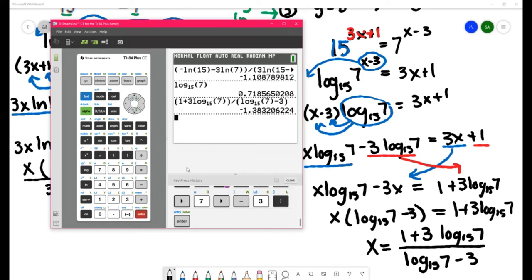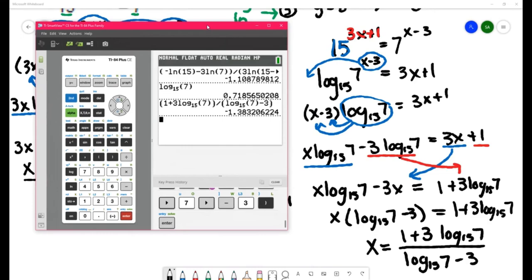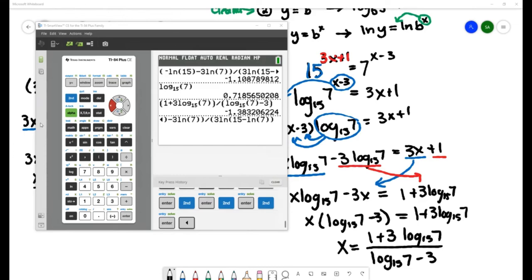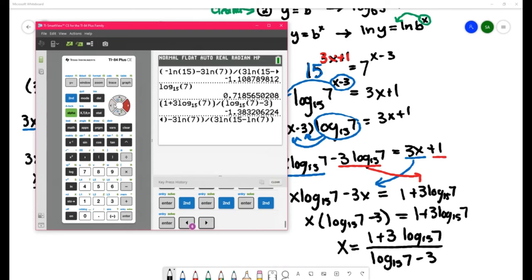And it looks like I got a different answer. So let me think for a second about whether I made a mistake here. Okay, I'm not seeing it right away, so I'm going to pause to take a closer look. Okay, after looking for a couple moments, I noticed that when I typed the first way I solved it, I left off a parenthesis after this 15. So you have to be really careful about making sure you close parenthesis for the log and close parenthesis for the denominator as well.